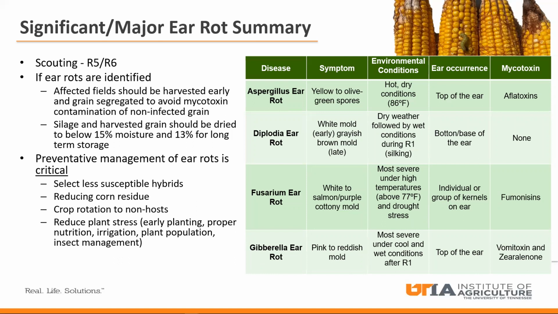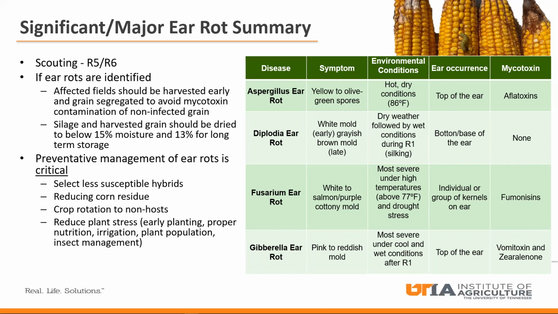And so that's where, if you do find a field out of many fields that has a certain ear rot that will have the possibility of producing mycotoxins, you want to segregate that grain to avoid contamination of mixing non-infected with infected grain.